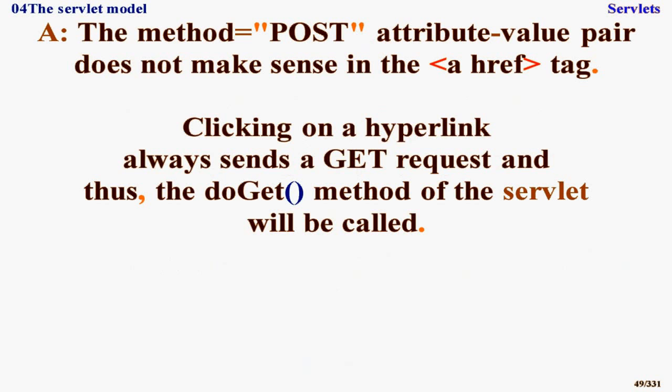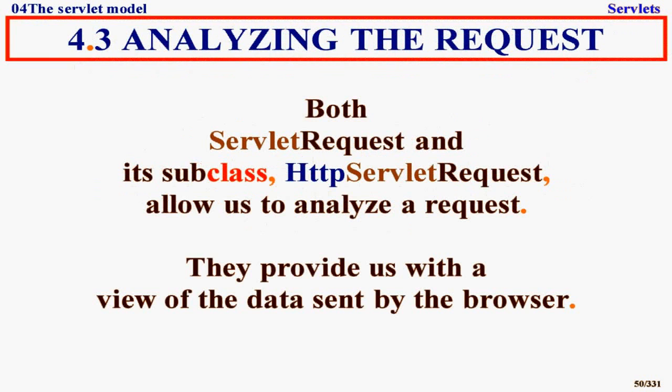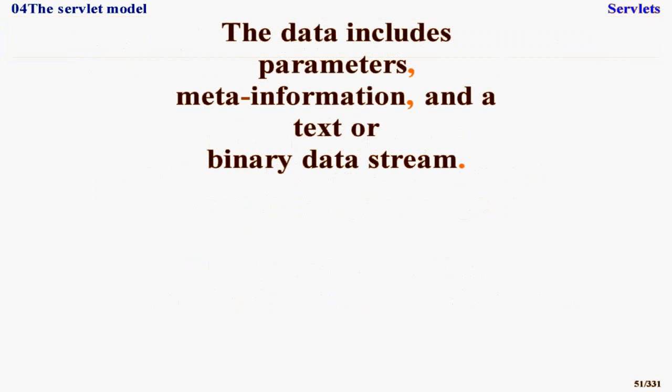Clicking on a hyperlink always sends a GET request, and thus, the doGet method of the servlet will be called. 4.3. Analyzing the request. Both ServletRequest and its subclass, HttpServletRequest, allow us to analyze a request. They provide us with a view of the data sent by the browser. The data includes parameters, meta information, and a text or binary data stream.